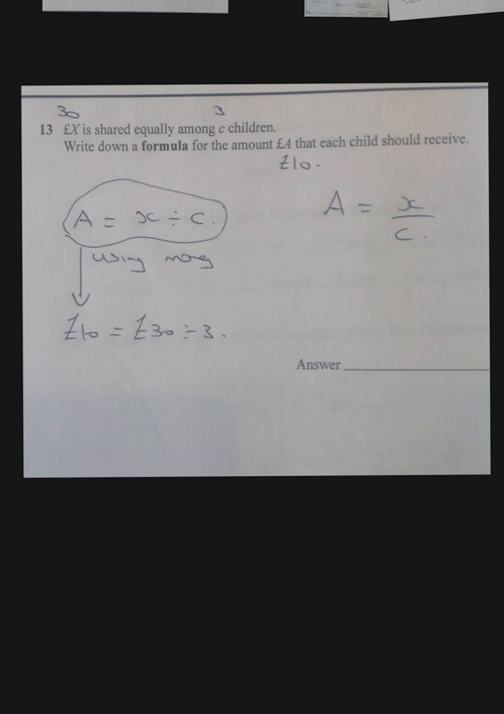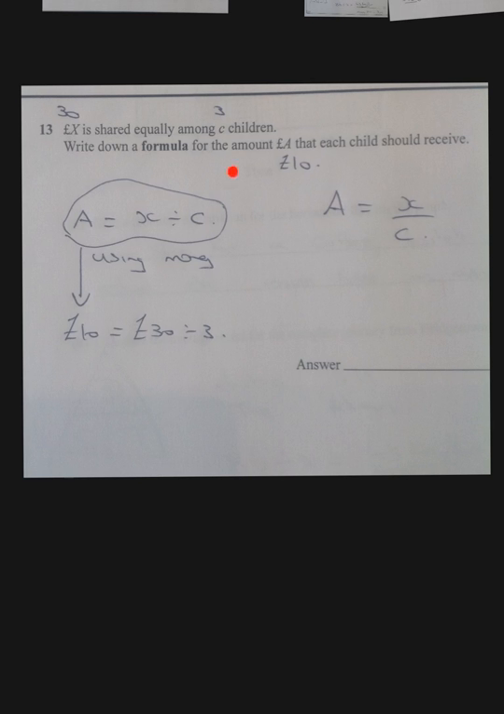Okay, algebraic type of question again. Don't be put off by it. X pounds is shared equally among C children. Write down a formula for the amount A pounds that each child should receive. Okay, sometimes it's easier to put money in. Let's say it was £30. £30 is shared equally among 3 children. Write down a formula for the amount of money each child gets. Well, we know each child should get 10. So £10 is equal because 30 is divided by 3.